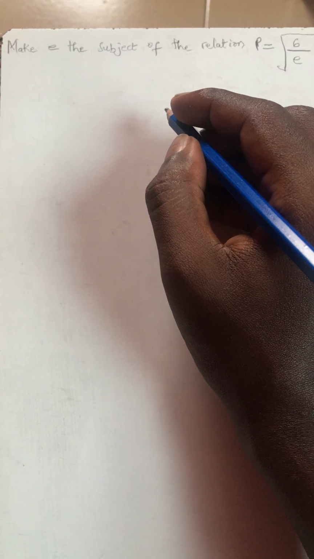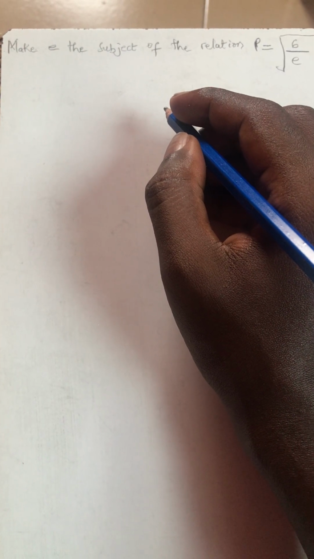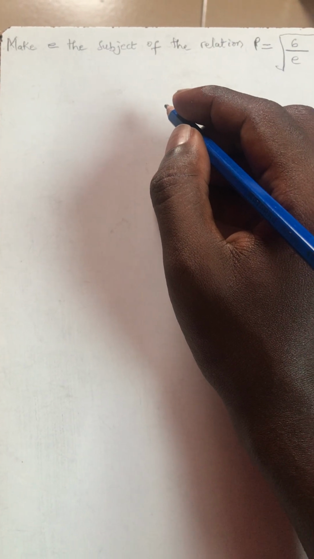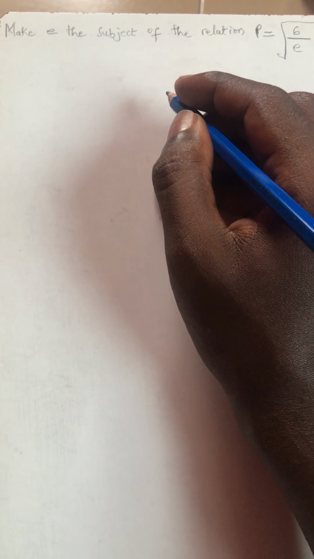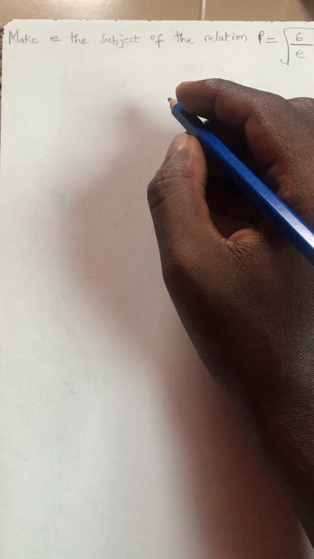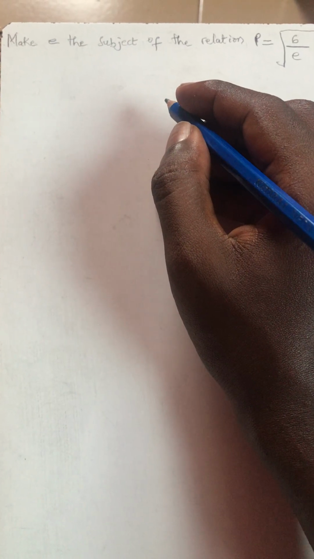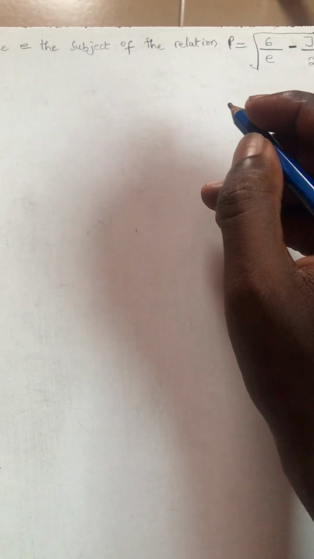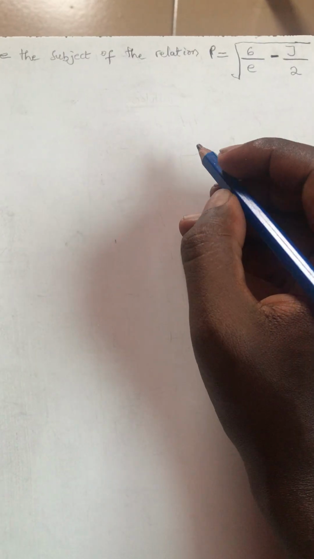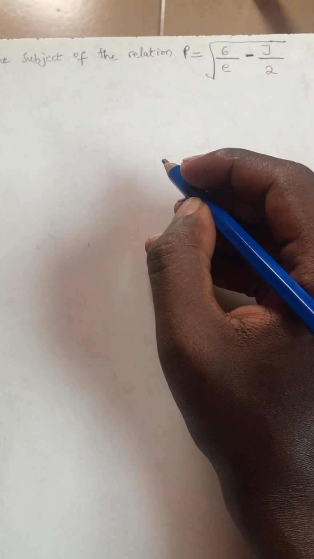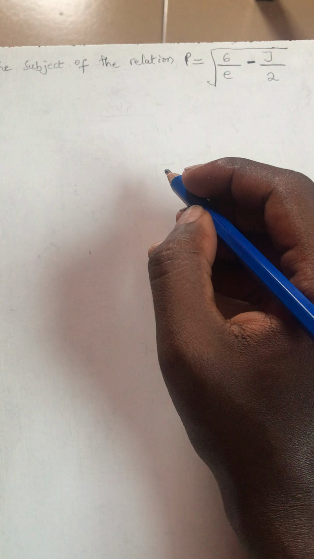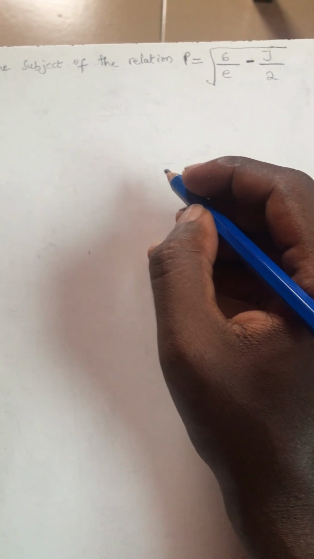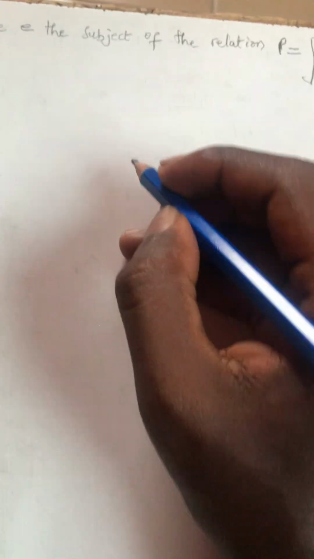In today's series, we will be solving a practical change of subject problem in mathematics. So let's quickly delve into it. Our question for the day is: make E the subject of the relation, where the given equation is P equals the square root of the fraction 6 over E minus the fraction J over 2. Let's quickly delve into our solution.